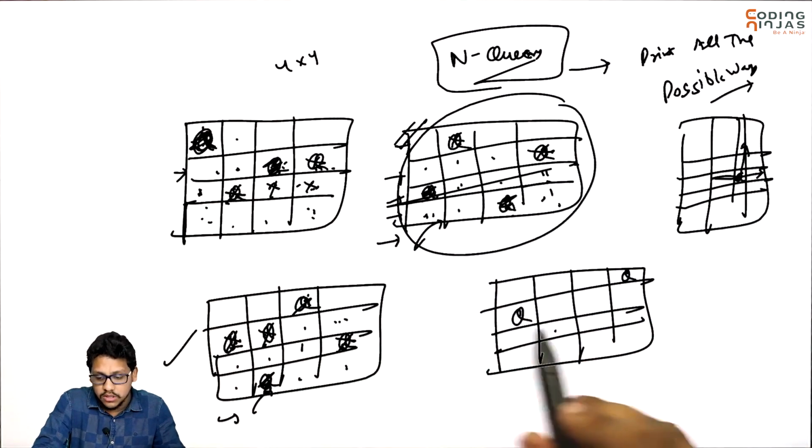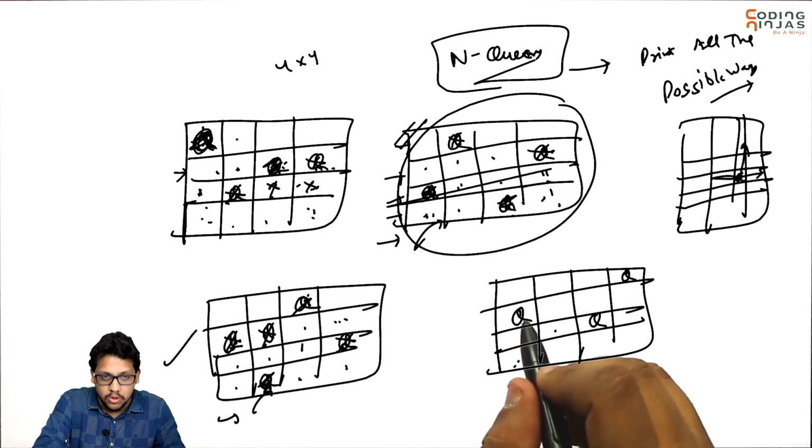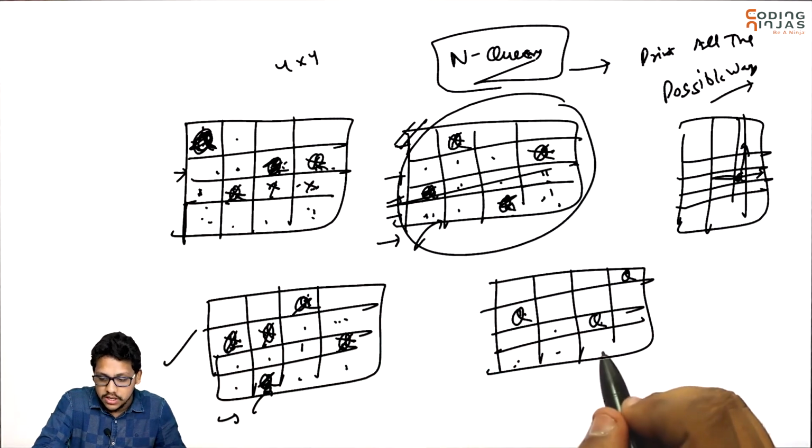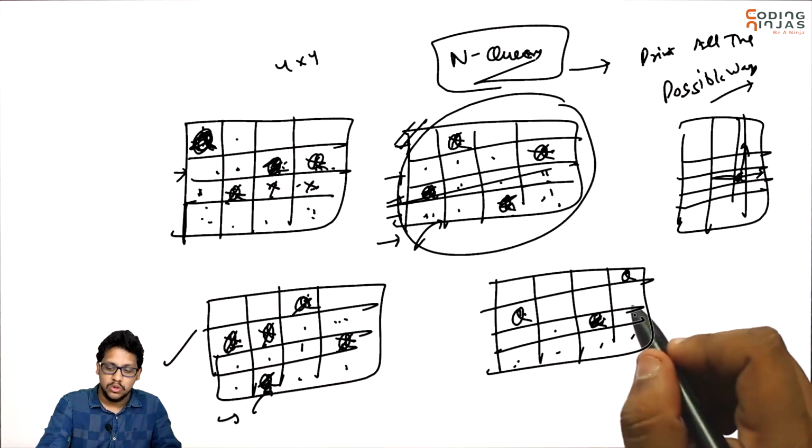Can you place here? No, because this will cut. Can you place here? Yes, you can place here. Then you will move on to the next row. Can you place here? No, because this will cut. Can you place here? No, this will cut. Can you place here? No, this will cut. Can you place here? No, this will cut. This has been explored. Can you place Q here? No. You will go back.